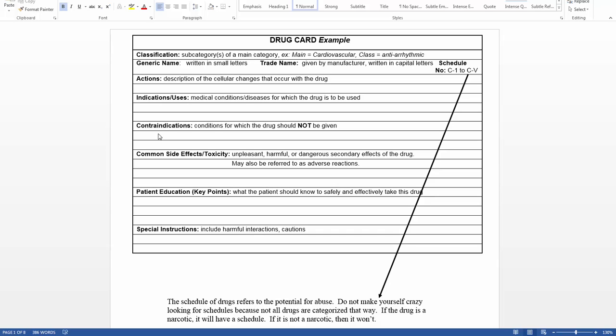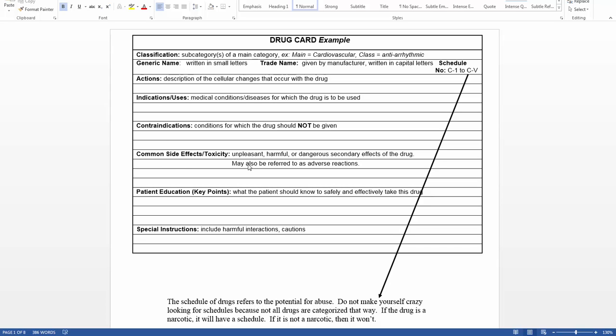Pregnancy is often a contraindication for many medications. Sometimes taking two medications together is contraindicated. So these are reasons why we should avoid giving a particular medication.